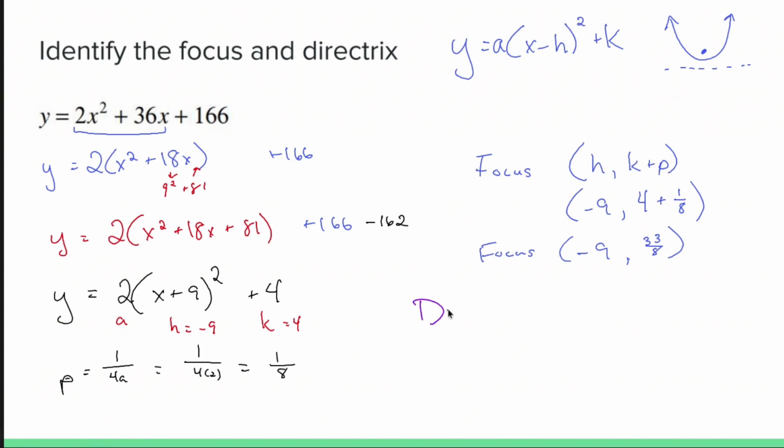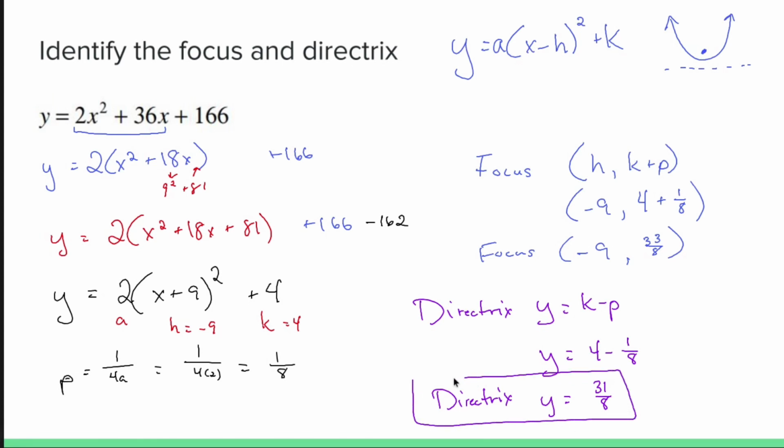And the horizontal line for the directrix is given to us by the equation y equals k minus p, because it's the same exact distance from the vertex that the focus is. So y equals k, which we found out to be 4, minus 1/8. And if we again pretend that 4 is 32 over 8, we get 32 minus 1, which is 31 over 8. Y equals 31 over 8 is the directrix. So these problems, not the easiest guys in the world, not the easiest cats on the planet, but we did it.